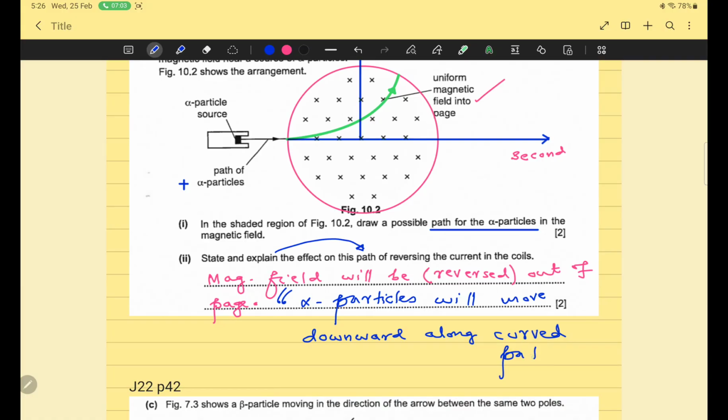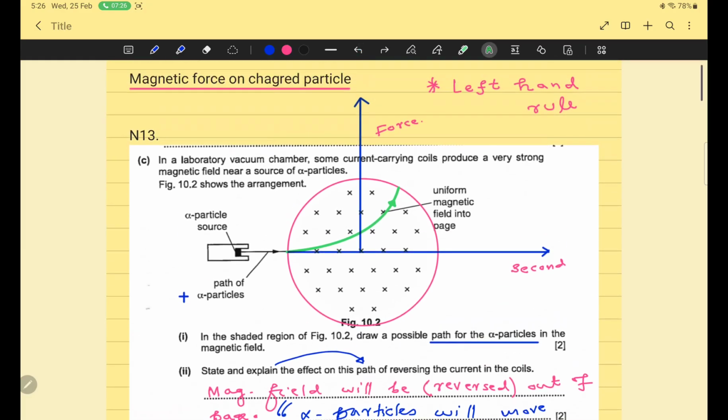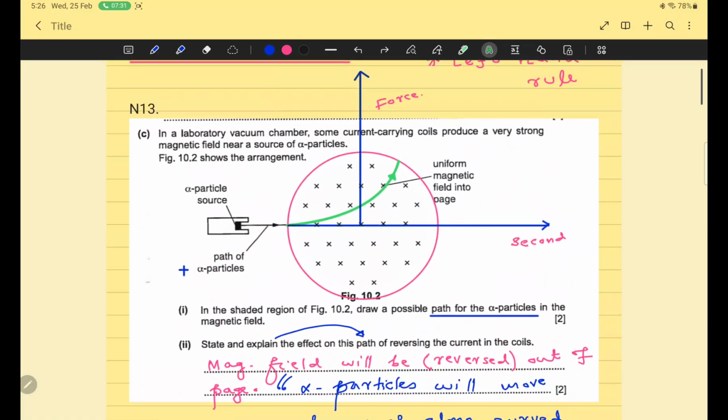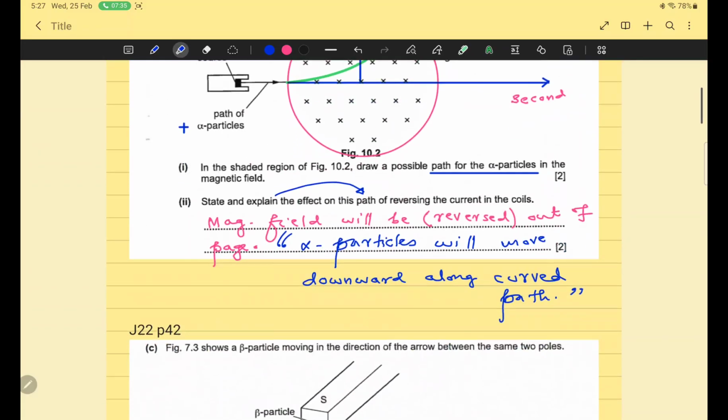So whenever the direction of current is changed, it will reverse the direction of the magnetic field. In this question, the magnetic field was into the page, but now it will be out of the page. And when the direction of the magnetic field is reversed, it will reverse the direction of the magnetic force. So the direction of magnetic force will be downward, and the charged particle will be deflected in the downward direction. This is a question from November 2013. It is a very old question.